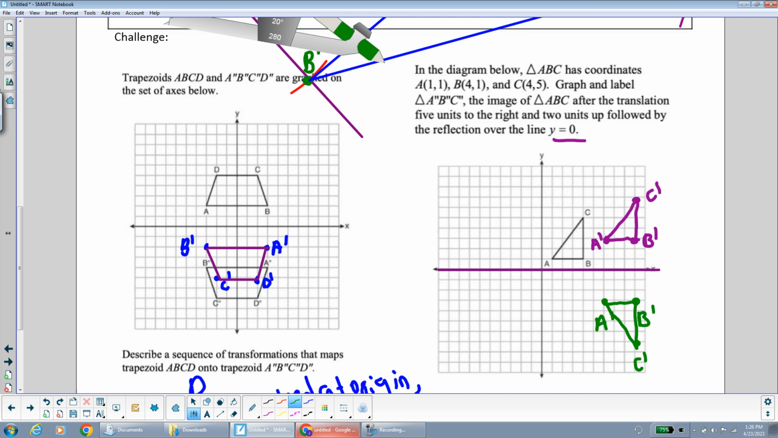And the question says graph and label. Oh, A prime, B prime, C prime. There we go. It doesn't say we have to actually write down or state the coordinates. So we're all done. That was a long video.